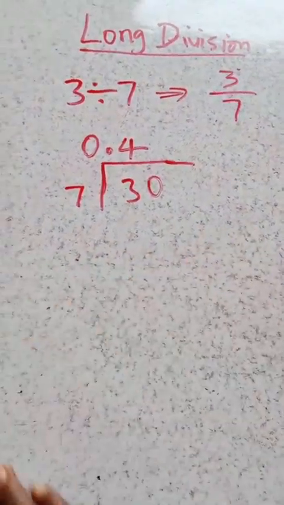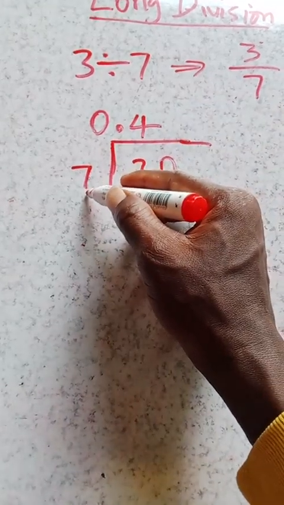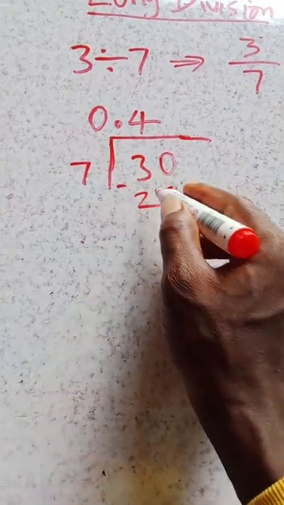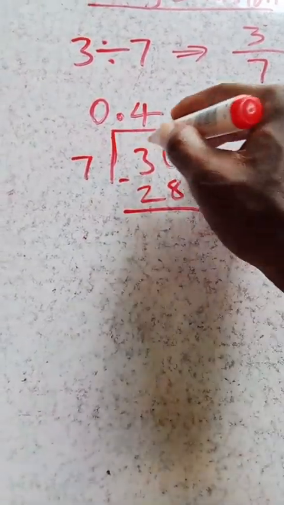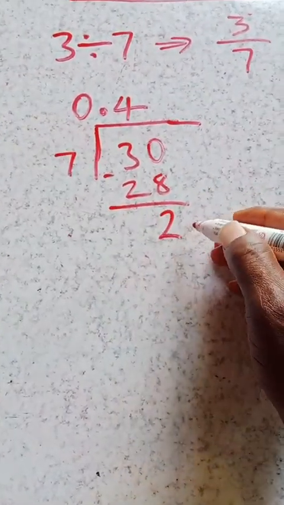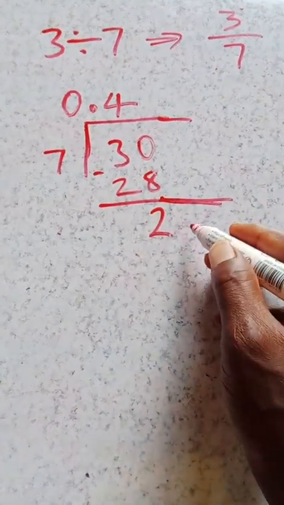So immediately you will say 4 times 7. 4 times 7 is what? 28. You are going to write it here and then you subtract. When you subtract 30 minus 28, okay, it's going to give you what? 2. Alright. Now we are still dividing. It's continuous. So say 2.